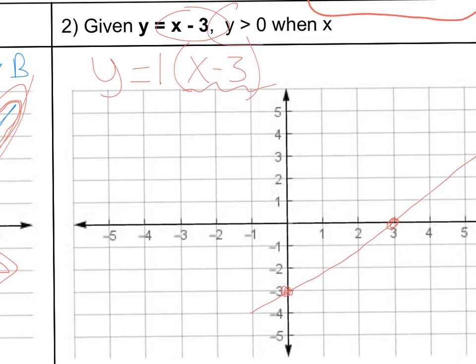Then again, the question is, when is y greater than 0? So I want to figure out all the x values when y is greater than 0. So I'm going to highlight all the values on that line that have a y value greater than 0. Well, again, it looks like it's only to the right of 3. So that's when x is greater than 3. The whole idea here is that we're going to graph these lines and solve this inequality. And we are going to need to do this so we can graph parabolas properly later on, and square root functions and reciprocal functions and exponential functions and trigonometric functions, all kinds of functions. It's important to be able to do this.